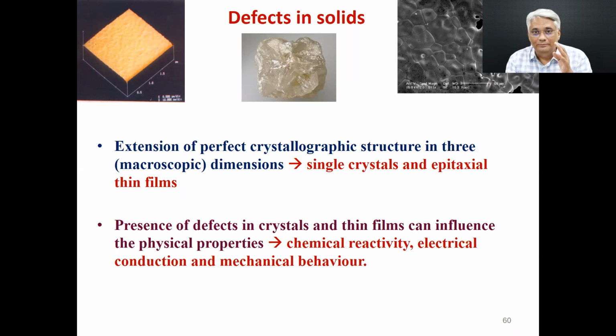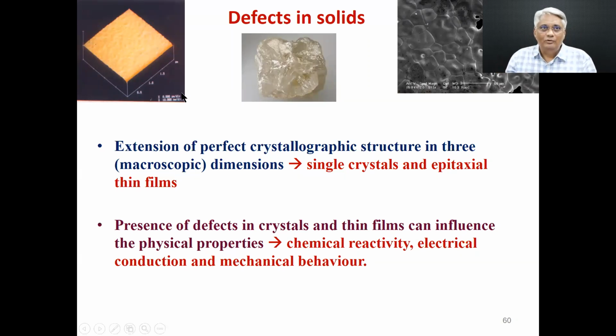Of course, the basic crystallographic defects are point defects. You cannot have a perfect crystal. You cannot have a crystal without defects: missing atoms, which are Schottky defects, and misplaced or displaced atoms, which are Frenkel defects. So extension of perfect crystallographic structure or order in 3 macroscopic dimensions is a crystal, right?